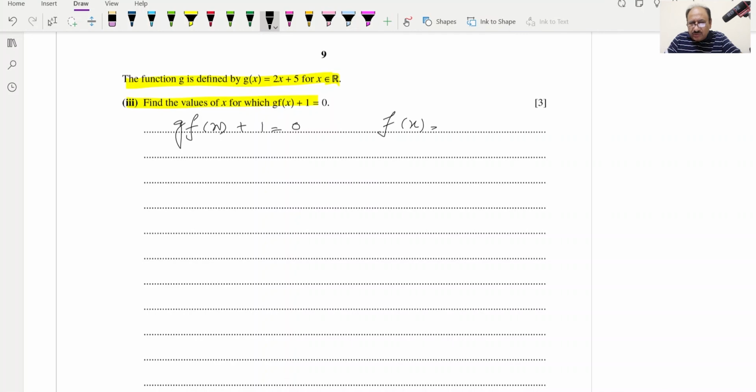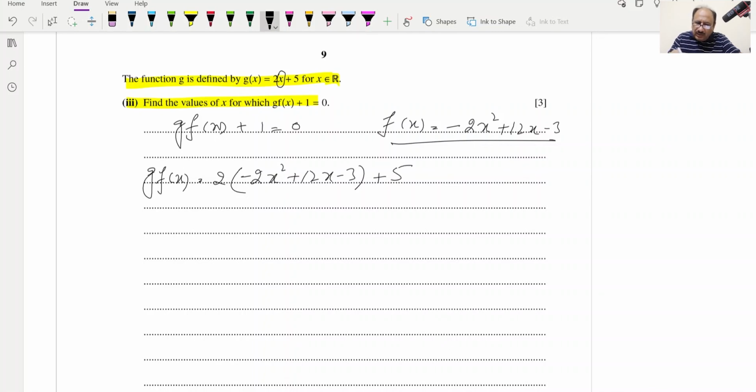f of x is equal to minus 2x squared plus 12x minus 3. This is our f of x, which we will be replacing in this one. In this x value, we will replace this f of x and we will get g of f of x. So we can write g of f of x is equal to 2 into (minus 2x squared plus 12x minus 3), and this one will be then this is the x value, and then plus 5.